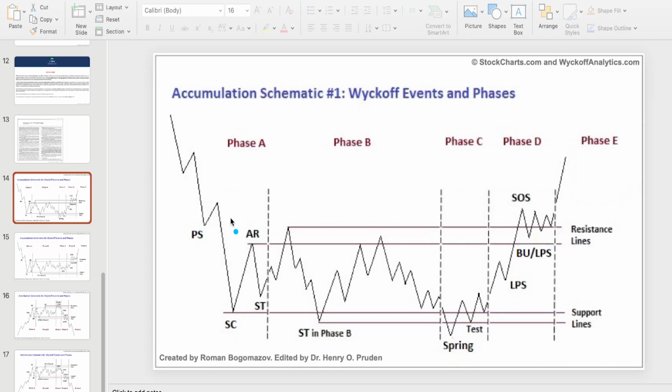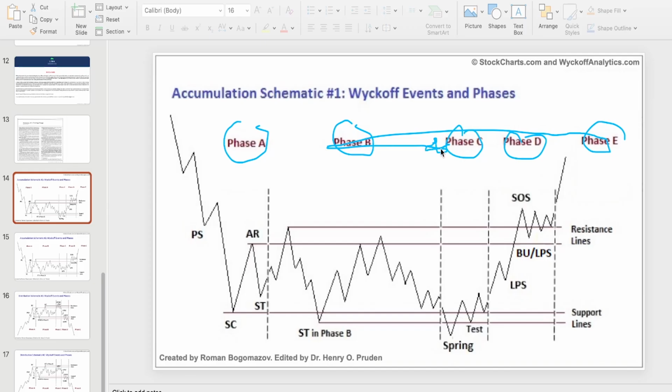There are different phases in accumulation and distribution. We have phase A, phase B, phase C, phase D, and E. So each of these phases, right?